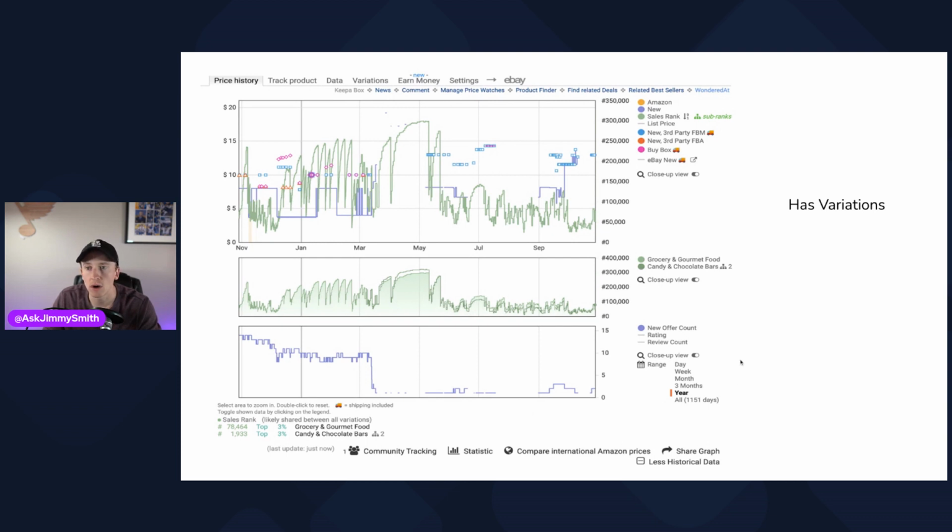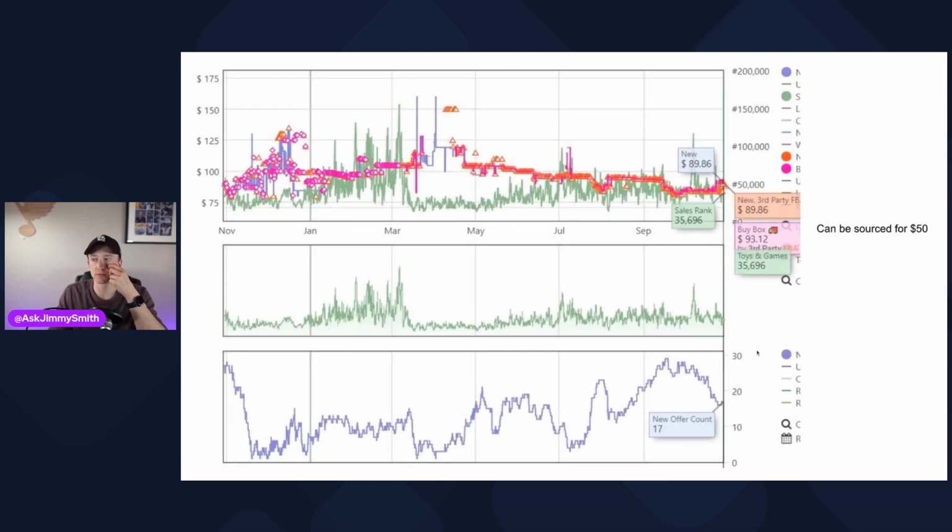And then we'll go to our last Keepa graph for this particular video. This one, they say they can source it for $50. So this is actually a pretty typical graph for something that moves very quickly. I'm not sure exactly what the question is on here, but this is something that for some people may be very confusing. It does take a little bit more time to look at all the factors here.